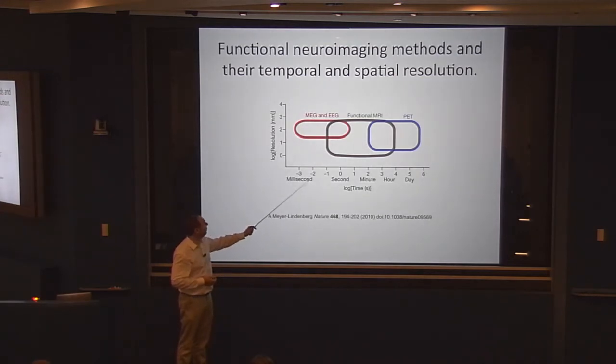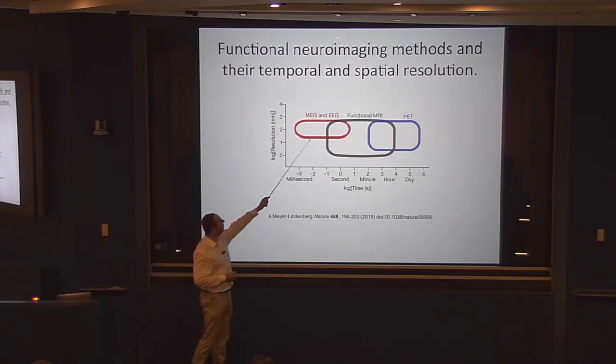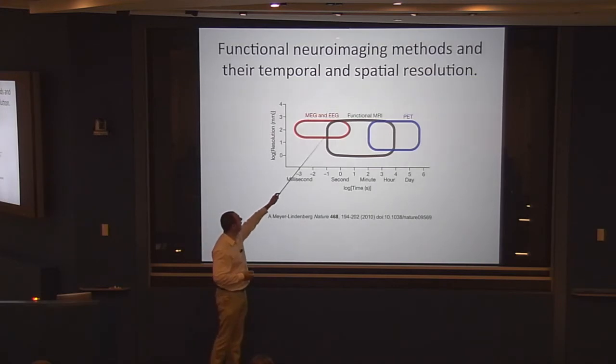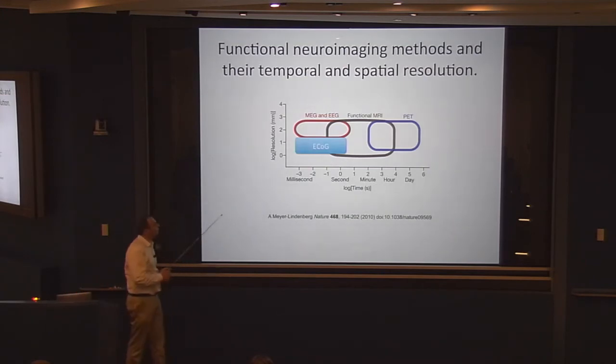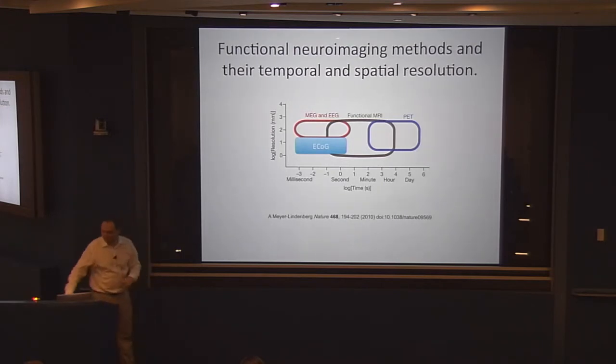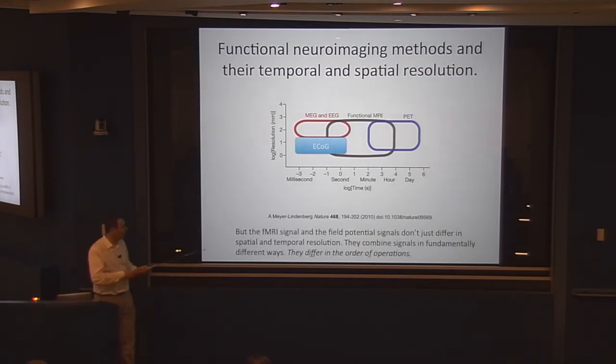spatial resolution and temporal resolution of different instruments for measuring the brain. MEG and EEG have better temporal resolution. Functional MRI has better spatial resolution. And ECoG would be maybe over there. What I want to point out, though, is that these methods don't just differ in their temporal and spatial resolutions. In fact, they combine signals in fundamentally different ways.